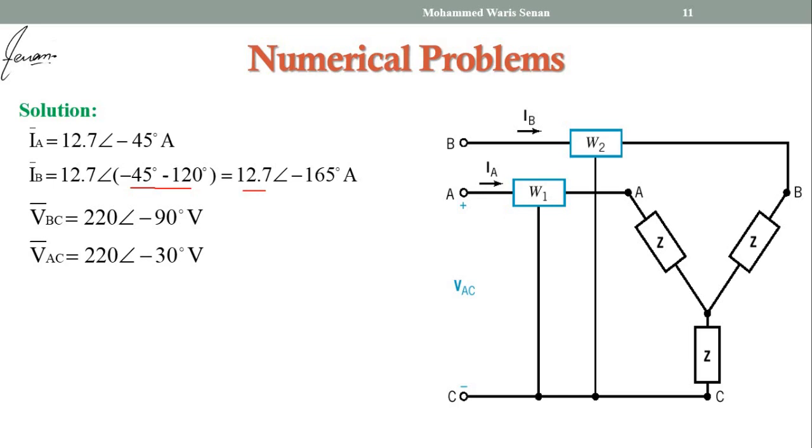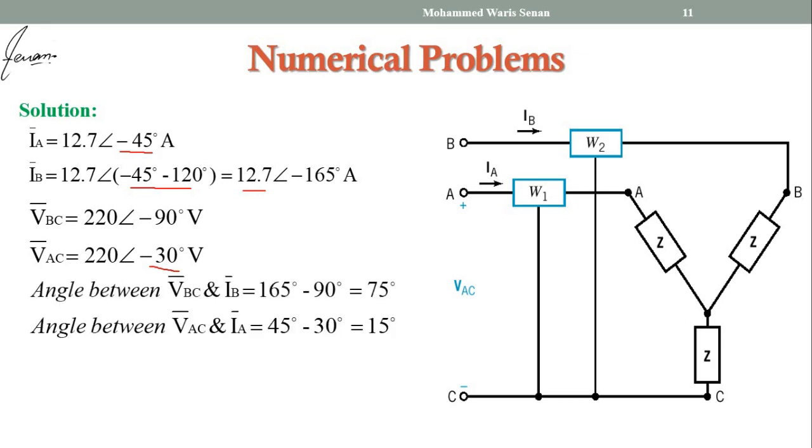Now we can easily calculate the angle between the two quantities, that is VAC and IA, and VBC and IB. From here you can see very clearly that IA is making an angle of 45 degree with VAN and VAC is making an angle of 30 degree with VAN. So the phase difference between VAC and IA will be 15 degree. And the phase difference between VBC and IB is 75 degree. Now as we have calculated the phase differences, we got the angle between VBC and IB and VAC and IA.